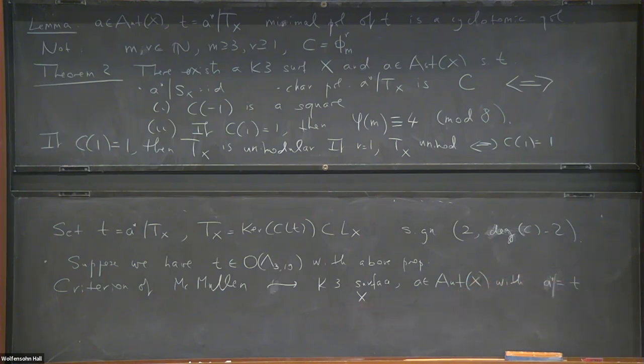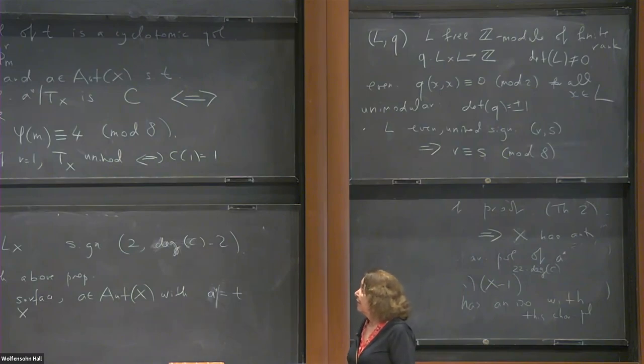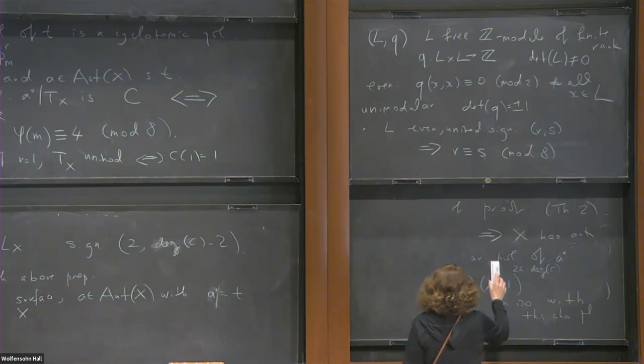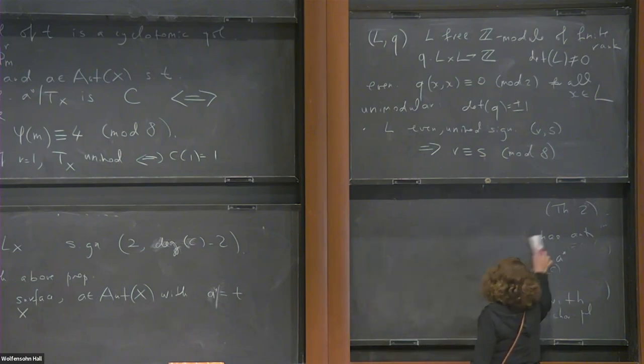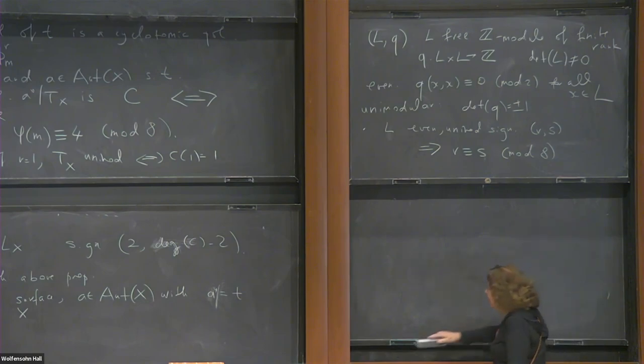So the idea is the following. First of all, there is a necessary condition for a polynomial. I see that I will not be able to say very much, but okay, I'll try.